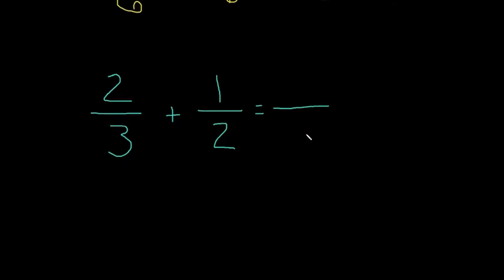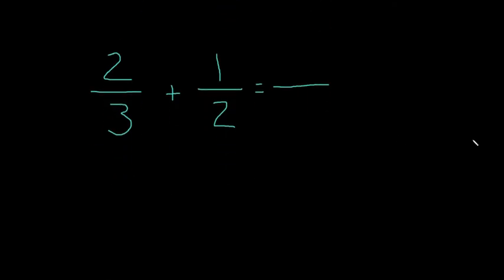Let's try another one. Here we have unlike denominators again. Now, will the small number fit into the big number evenly? In this case, it doesn't. Now, you could try to find the least common denominator. But in this case, what I recommend is you simply multiply the denominators together.